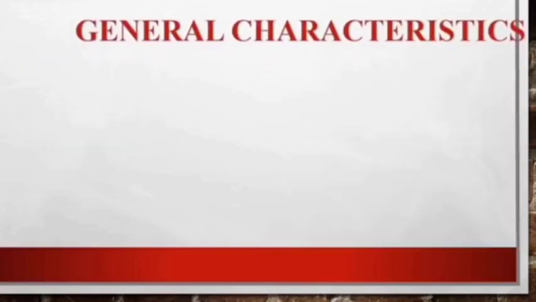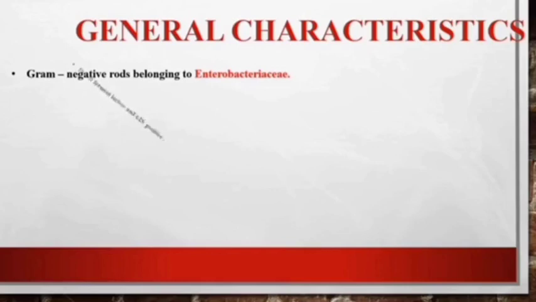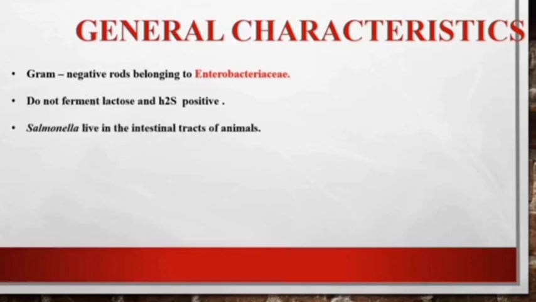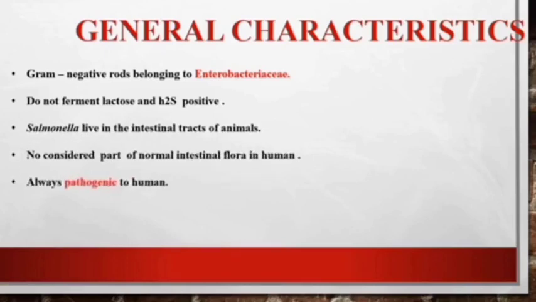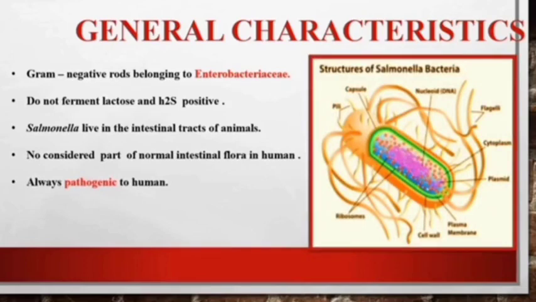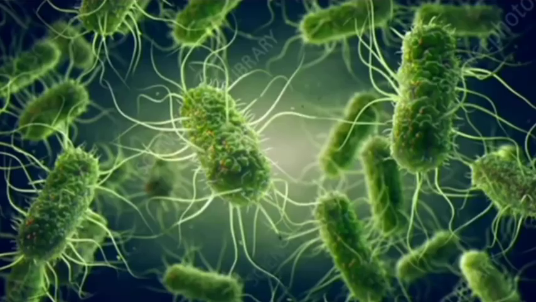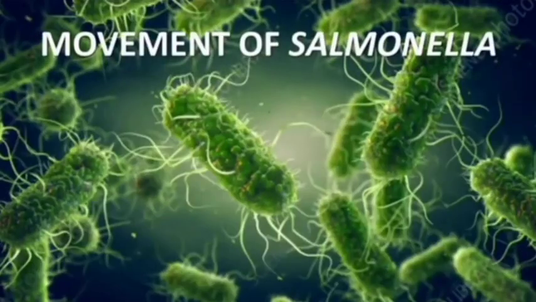General characteristics of Salmonella. They belong to the Enterobacteriaceae family, meaning they have the ability to live in the intestine; these are GIT bacteria. Besides this, in the absence of oxygen, when they live anaerobically, they don't ferment lactose and are H2S positive. Their special habitat is the intestinal tract of animals. But in rare cases, if they enter the intestinal tract of humans, they will cause pathogenicity there. In this GIF, you can see the peritrichous movement of Salmonella.